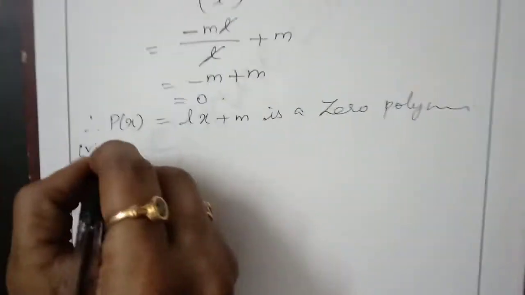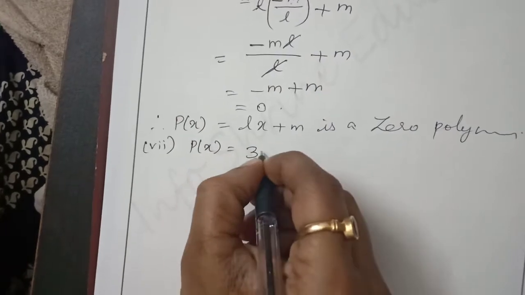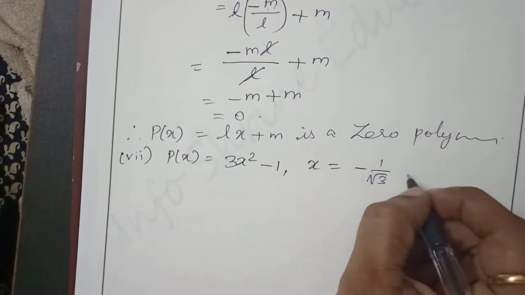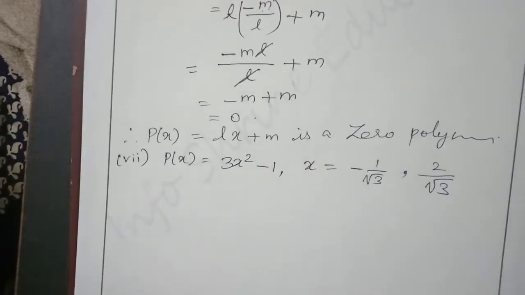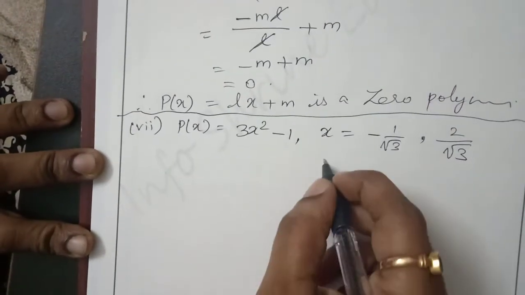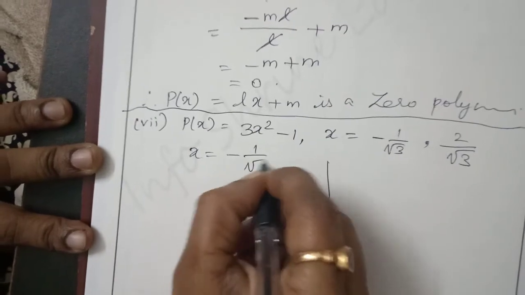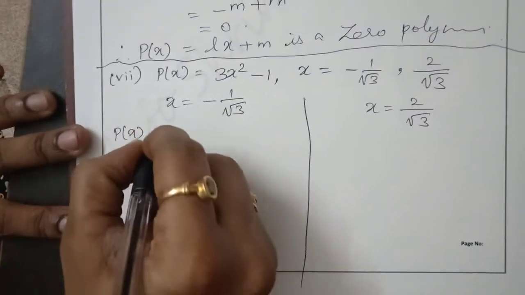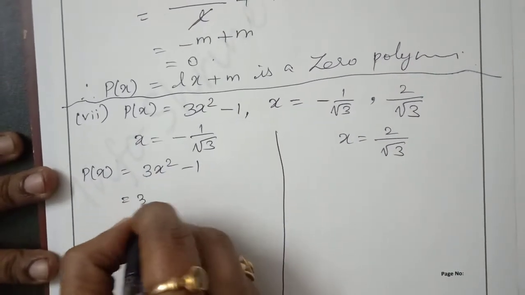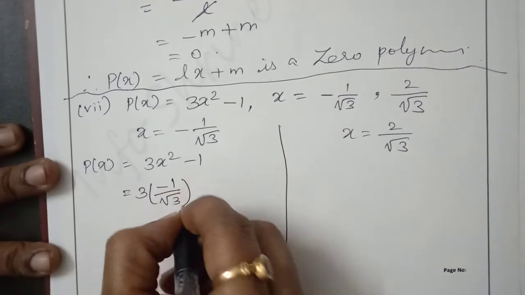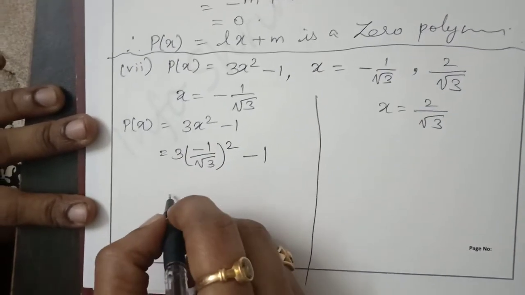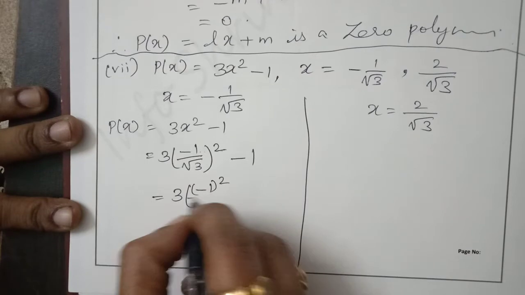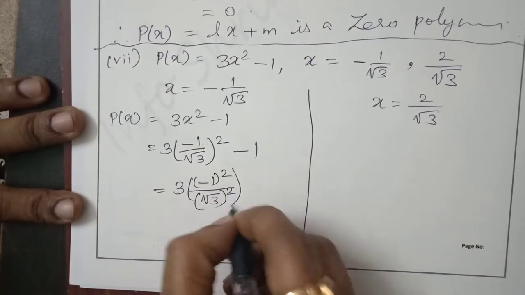And then the next one, 7th one, p of x is equal to 3x square minus 1. Here the x value is given as x is equal to minus 1 by root 3 comma 2 by root 3. Now we have been given two x values here. So let's do x is equal to minus 1 by root 3 here and x is equal to 2 by root 3 here. And the equation we have is p of x is equal to 3x square minus 1. So 3 into, what is x here? Minus 1 by root 3, the whole square, minus 1. Now 3 into, let us take the square inside. When you take it inside, it will be minus 1 the whole square by root 3 the whole square minus 1.